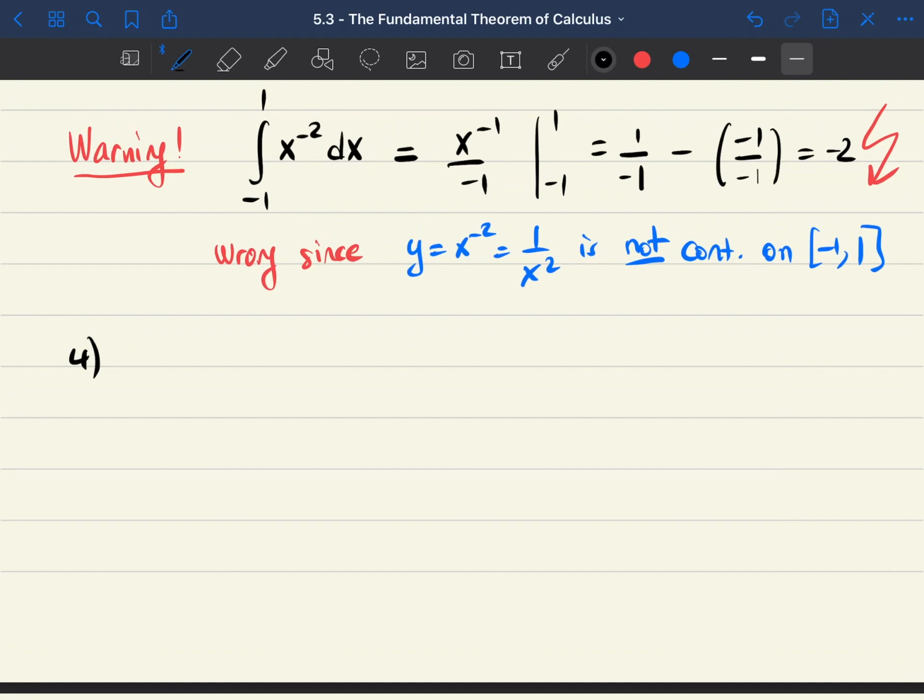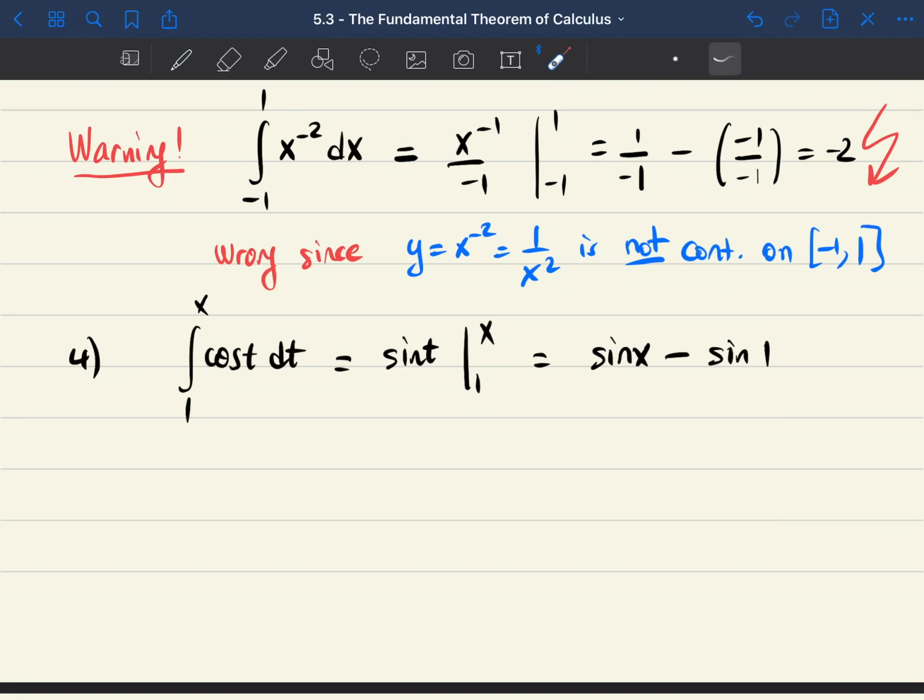So if, for example, you want to integrate from 1 to x of cosine t dt, then an antiderivative of cosine is sine. So sine t from 1 to x. So this is equal to sine x minus sine 1. Okay, so that's it. So don't be distracted by having some x here. As long as this x is unrelated to this t here, you can always do this integration.